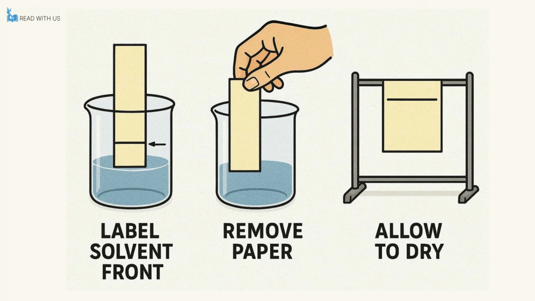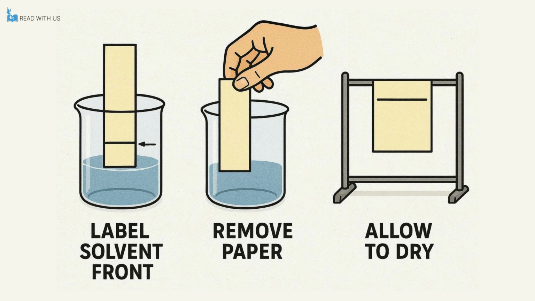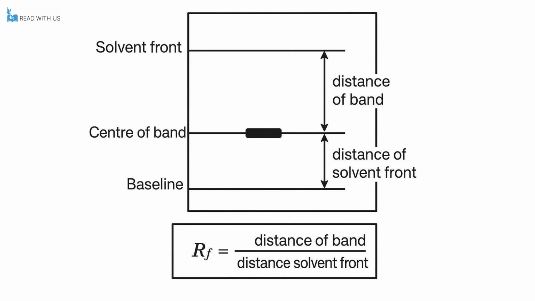When the solvent front is a few centimeters from the top, the paper is removed and the solvent front is marked quickly with the pencil, and the strip is left to dry. The retention factor for each band is calculated as the distance from the baseline to the center of the band divided by the distance from the baseline to the solvent front.